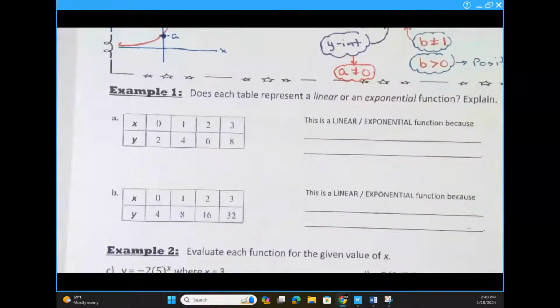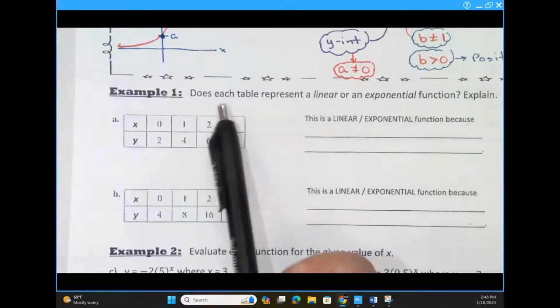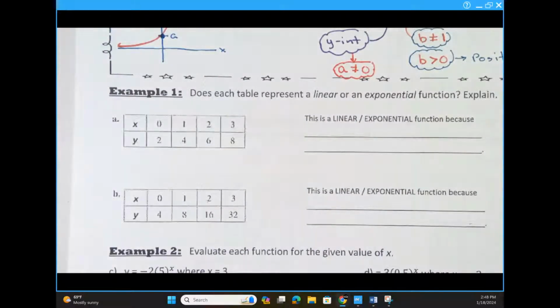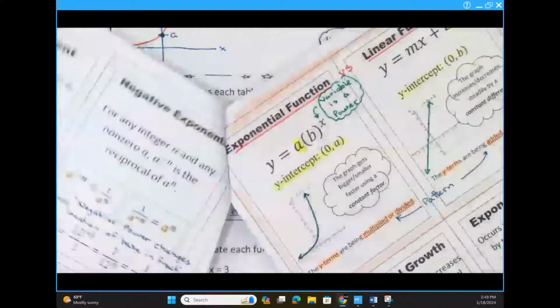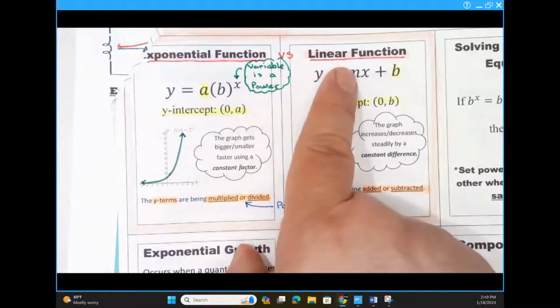So example number 1 says, and you have questions like this on that homework too. Does each table represent linear or exponential? Well, this is again why we always tell you to get your word wall. It comes in handy. And let me show you a box in your word wall. This is in unit 6. In your word wall, we have them side by side for you. You are comparing an exponential versus a linear function.